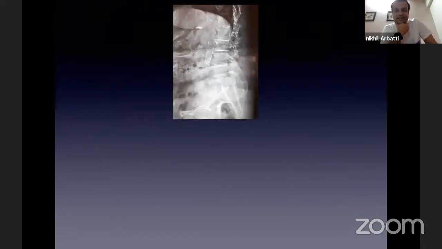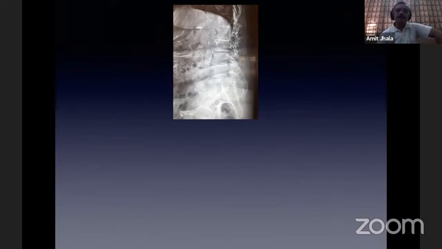So this is the standing lateral X-ray. I haven't got the full length because the place where I advised a full length spine, they were not able to do it. So I got a standing lumbar spine lateral X-ray. This is a standing film. Okay, go to the MRI, please.